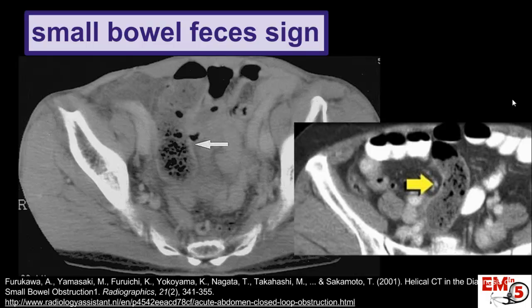Another interesting sign that you can look for is the small bowel feces sign. So you shouldn't actually see what looks like feces inside the small bowel, but right before the transition point, sometimes you can see this mixture of air and liquid, and it ends up looking kind of like stool. So if you see what you think looks like stool or feces inside the small bowel, you might be very close to the transition point.